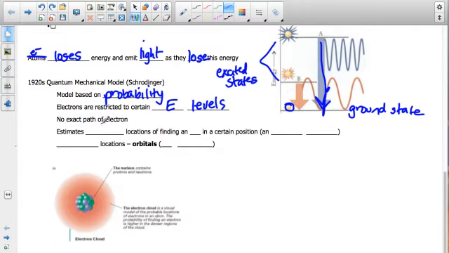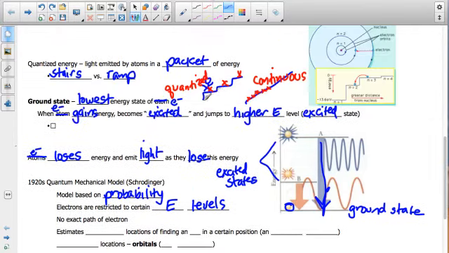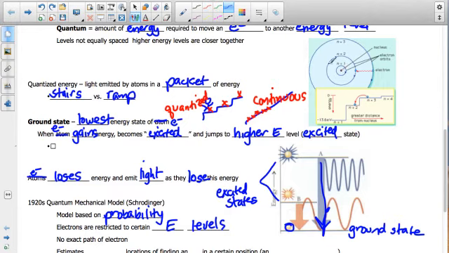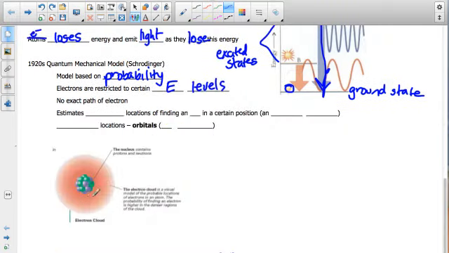The electron doesn't have an exact path, so that's where the quantum mechanical model differs from Bohr's model. Bohr had these very specific places where the electron resided. It could reside in this path, or this path, n equals 2 or n equals 3. Whereas the quantum mechanical model just says, well, it could be anywhere within this area.